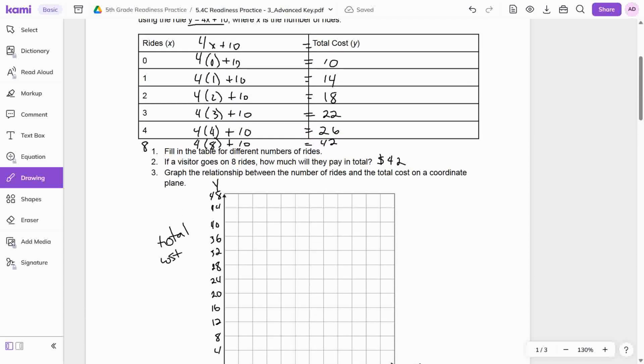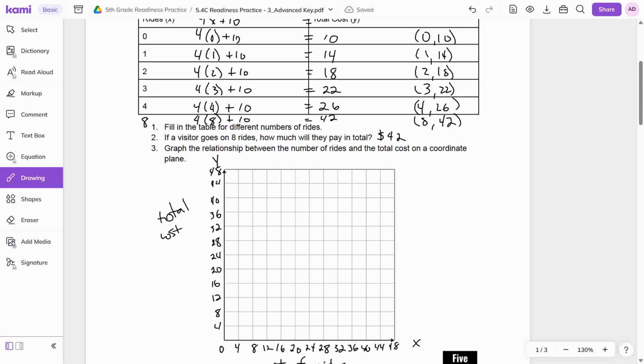All right, so if we look here, we have our xy coordinates. I'm just going to kind of rewrite them here. So that's 0, 10. That's 1, 14. That's 2, 18. 3, 22. 4, 26. And while we're at it, let's go ahead and plot this 8, 42, since we've got it and it would fit. All right, so let's do it with another color here.